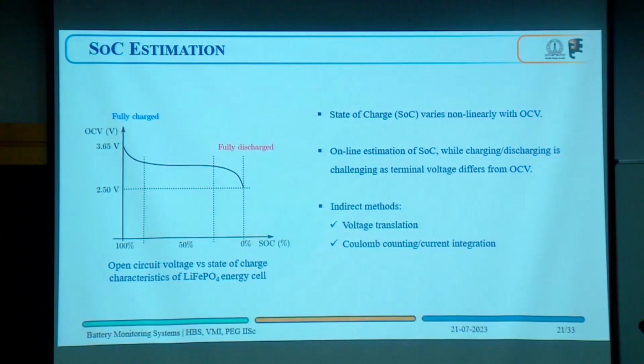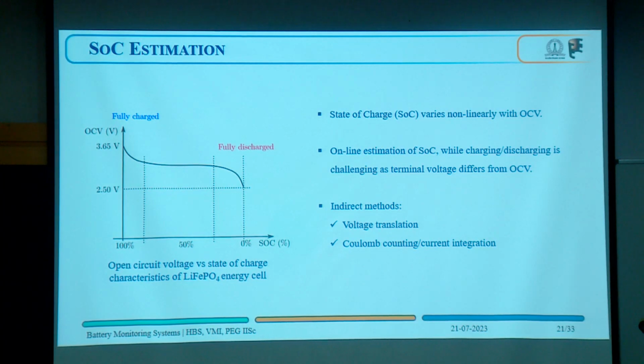So we have to measure the open circuit voltage at zero current, right? In between charging, we have to stop the current and then measure the open circuit voltage and estimate the SOC. But that is a challenge. That is not practical, right? Because while charging, how many times will you stop and estimate the SOC? That's why we have different indirect methods like voltage translation or Coulomb counting, right?